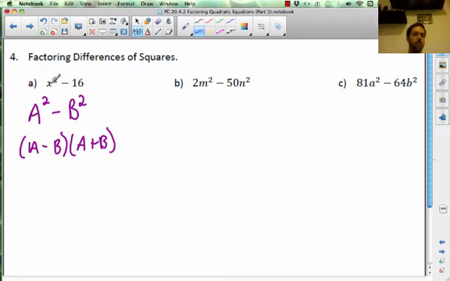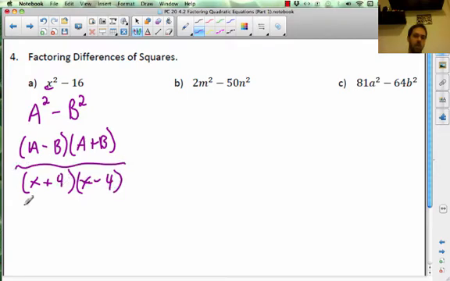So in this case, a is x. So a squared becomes x squared. B is 4, because 4 squared becomes 16. So this is the squared version of each, but we want to get the root of each of those to plug into our thing. So we take the root of x squared and we go x plus and x minus, and then the root of this one is 4, so we go plus 4 and minus 4, and we're done.